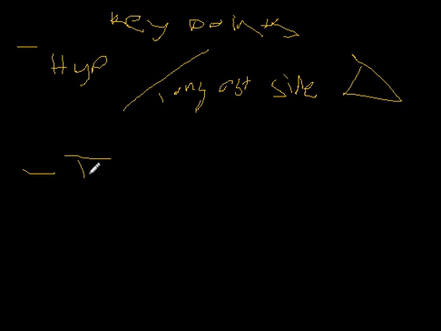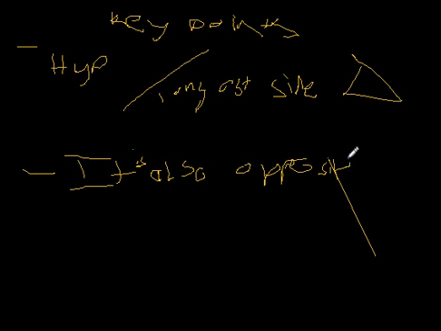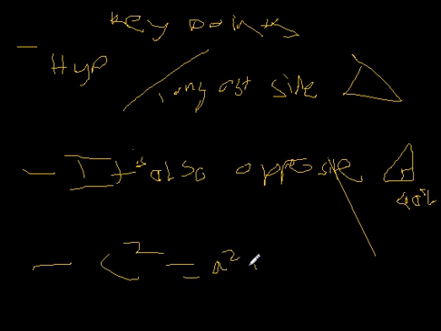It is also opposite to the 90-degree angle. And last point, obviously it can be found with C squared equals A squared plus B squared.